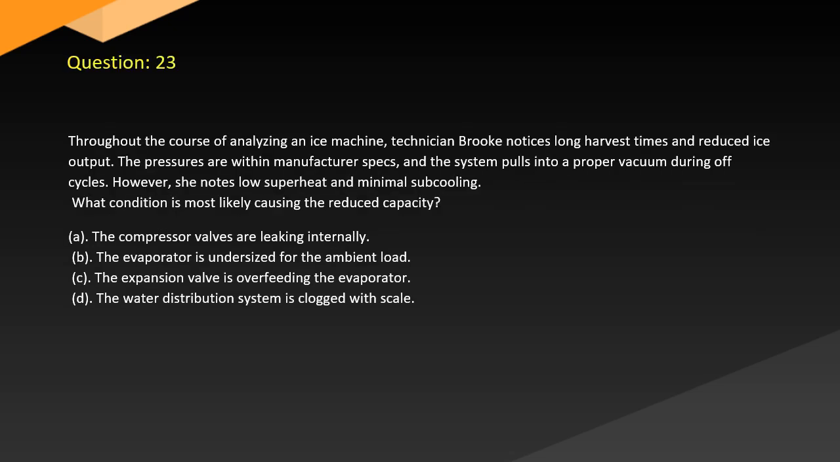Question 23. Throughout the course of analyzing an ice machine, technician Brooke notices long harvest times and reduced ice output. The pressures are within manufacturer specs and the system pulls into a proper vacuum during off cycles. However, she notes low superheat and minimal subcooling. What condition is most likely causing the reduced capacity?